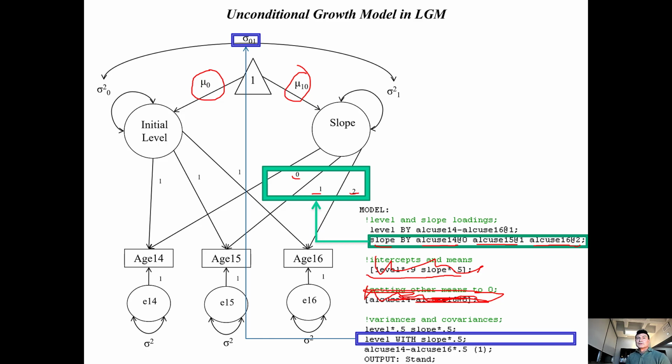And then also what else is new is this correlation between level and slope. So in this situation, I've got a star. I'm just saying M+, go ahead and calculate that. Again, in newer versions, M+ knows to do that.